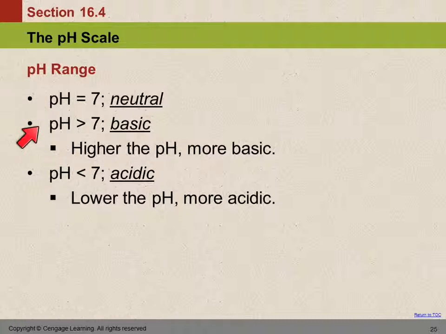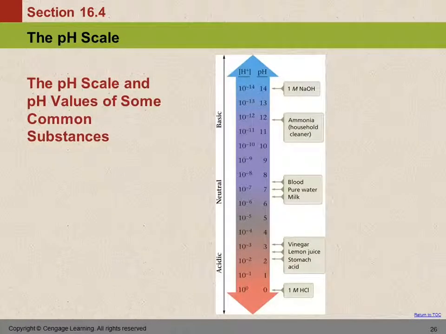If the pH is greater than 7, it's considered a basic solution. If the pH is less than 7, it's considered an acidic solution. And the lower it is, the more acidic it is. So pH 7 is neutral, above is basic, below is acidic. So here's a nice illustration of the pH scale.